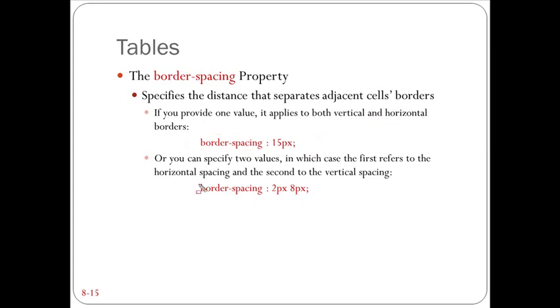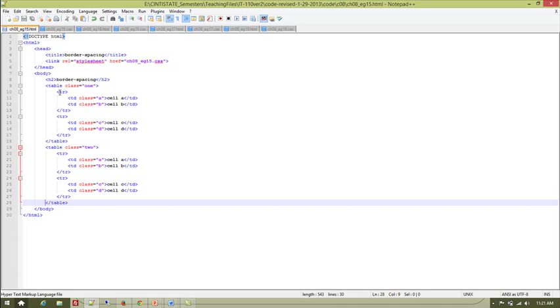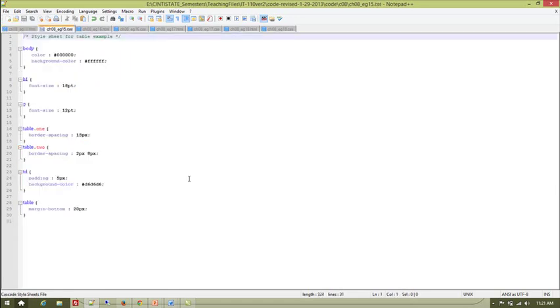You can give this same property two values, where the first one is going to be for horizontal spacing and the second one is going to be for vertical spacing. So if they're all the same, you only need to use one value. If you want them different, then you could use two values. So again, we have the same table that we looked at before in this example. The difference is in the CSS. And for the two tables, you can see that the first one has 15 pixel spacing, the second one has a 2 pixel horizontal, 8 pixel vertical.